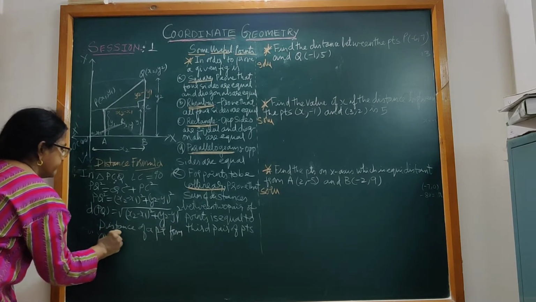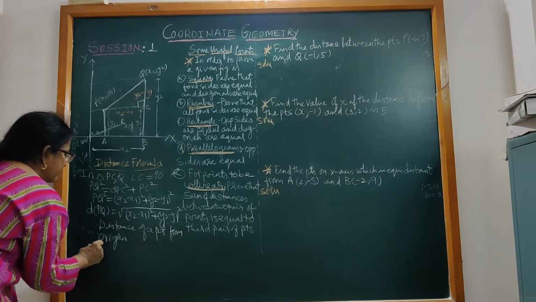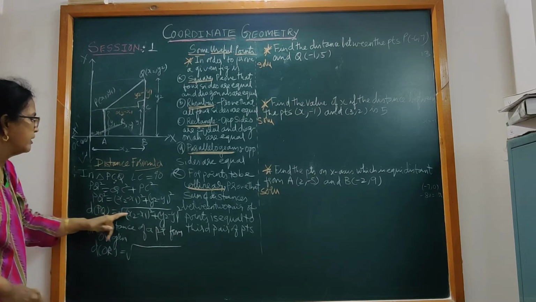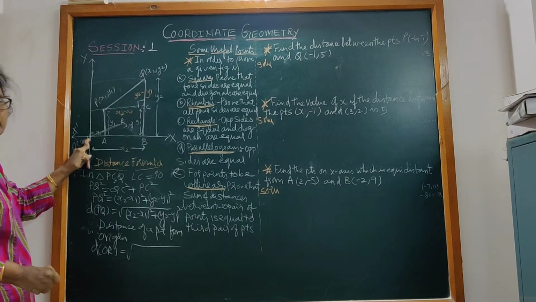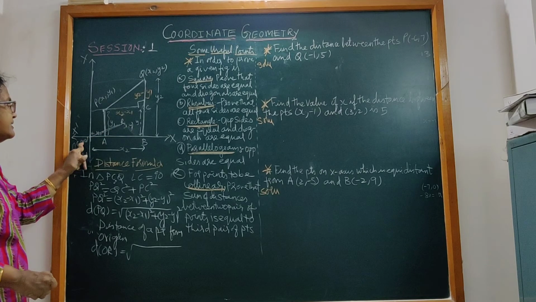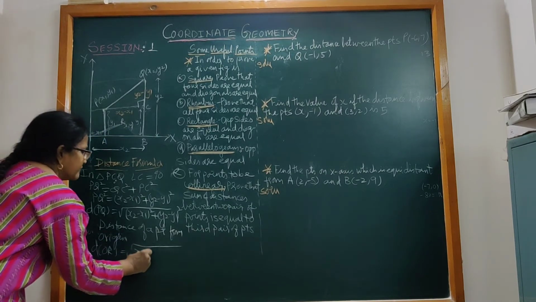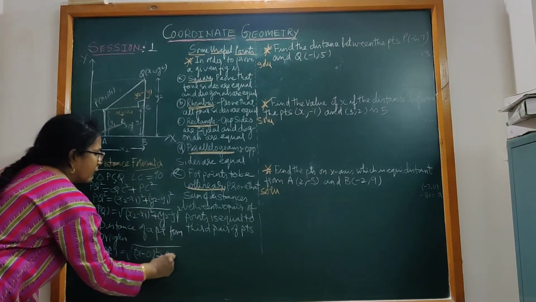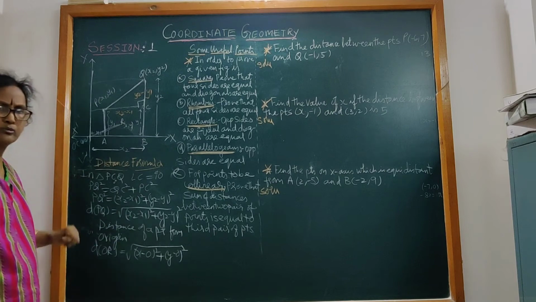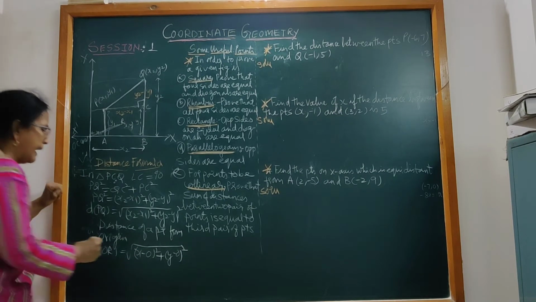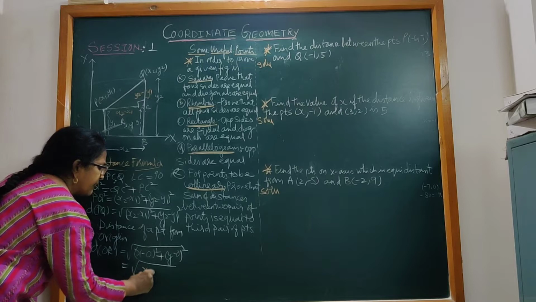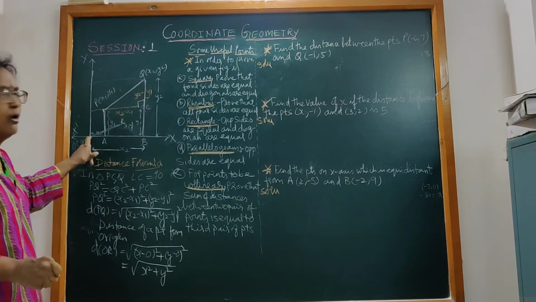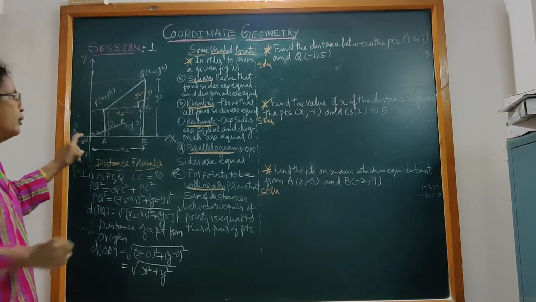From origin, the distance OR is equal to under root x2 minus x1, so it becomes 0. So you can say x minus 0 the whole square plus y minus 0 the whole square. So your formula comes up as under root x square plus y square. So this is the distance of a point from the origin.